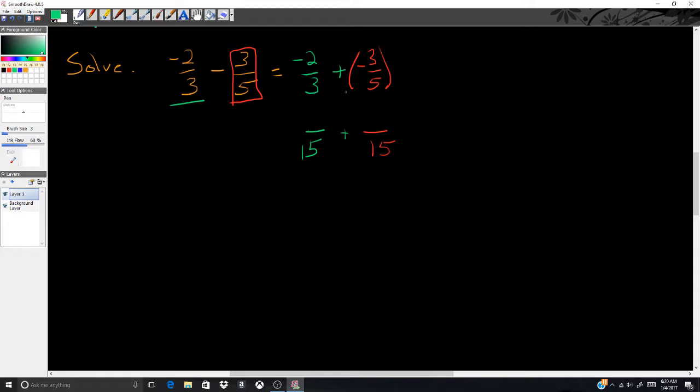Okay, so to get 3 to be 15, we multiplied it by 5. So you have to multiply the 2 by 5 also, and that's a negative 2. So negative 2 times 5 is 10. Okay, so go back to red.